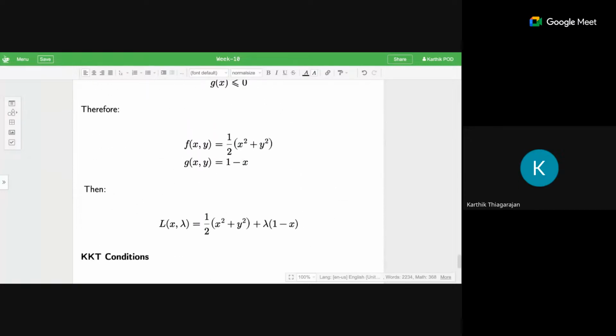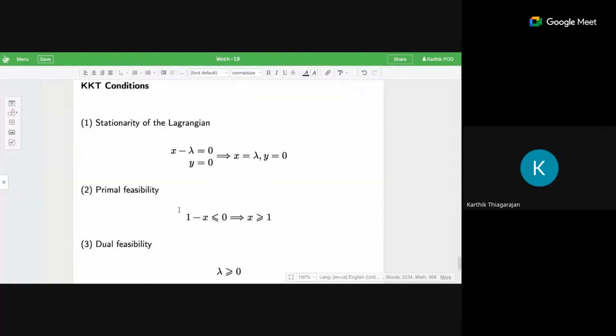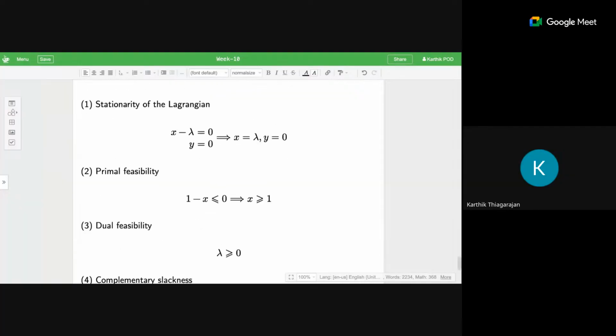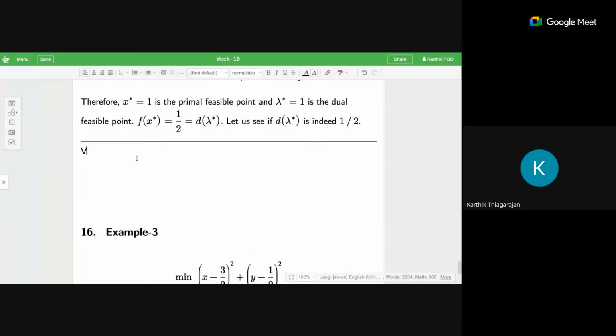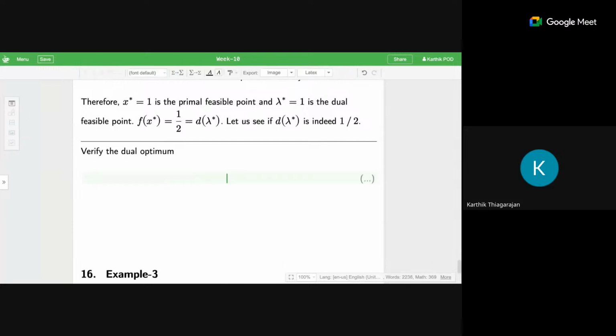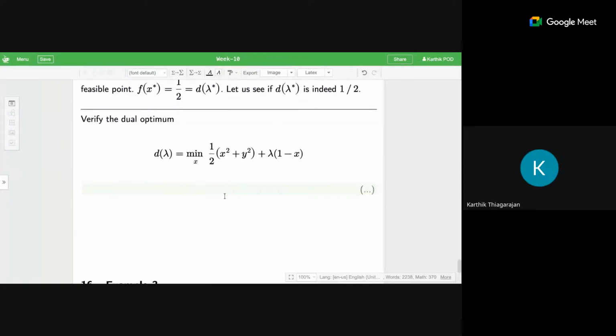Okay, so where are we? We were looking at, right, the KKT conditions. So KKT has given us the optimum. We'll just verify it. So verify the dual optimum. Now, what is the dual? It is min over x of half into x square plus y square plus lambda into 1 minus x. Okay, so once again we solve this minimization problem.